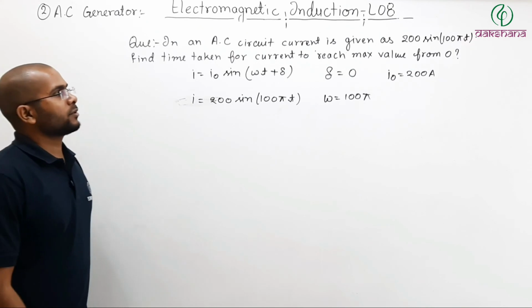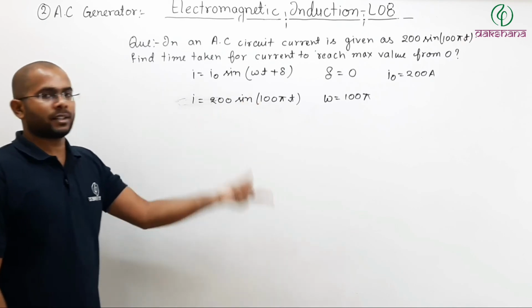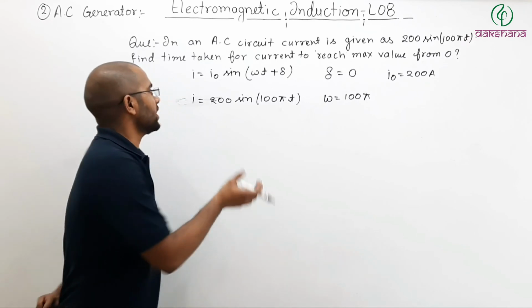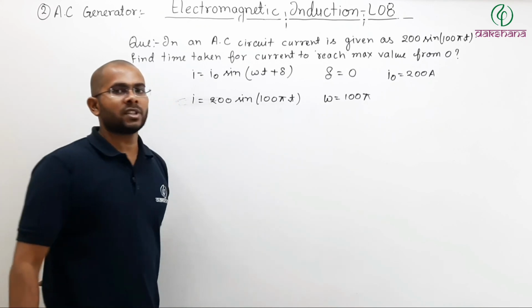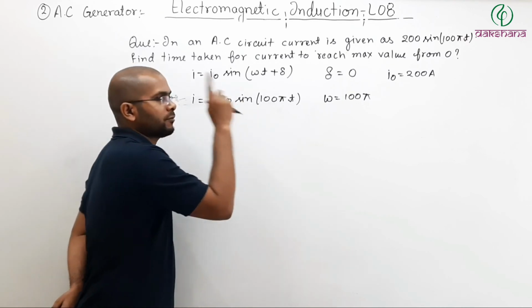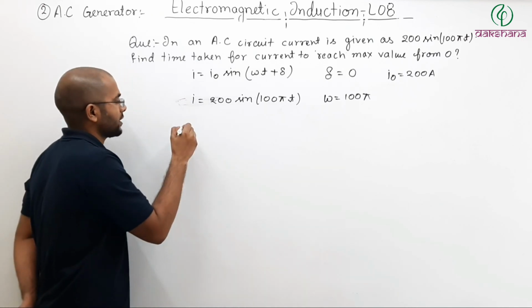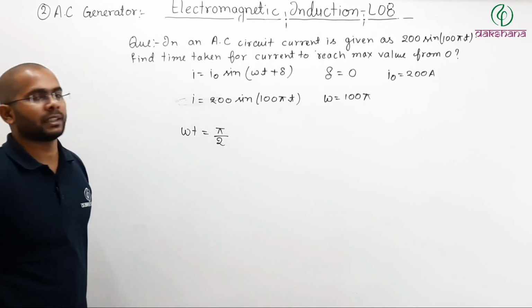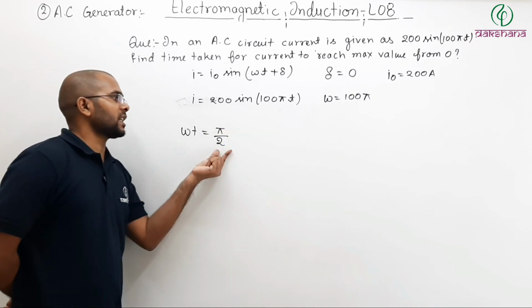Now at t equal to 0, the current is 0, because sine 0 is 0. How much time will it take for current to be maximum? Now what can be the maximum value of current here? 200, when this sine function becomes 1. When will the sine function become 1? Sine function is maximum, which is 1, when the angle is how much? Pi by 2. So what can I write? Omega t must be equal to pi by 2. So first time sine becomes maximum when omega t is pi by 2.